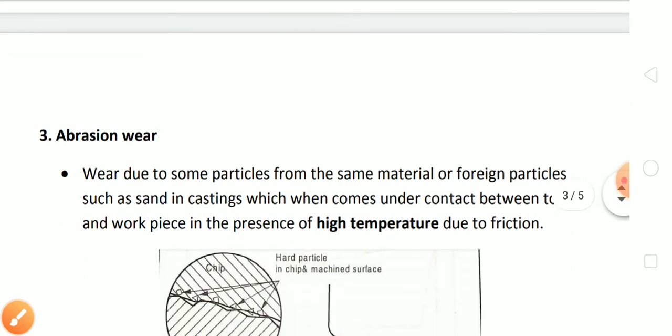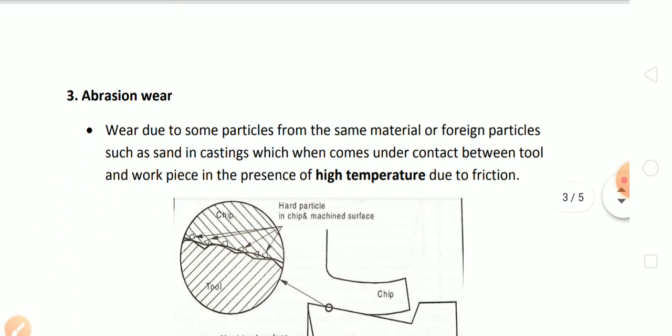And now the third one is abrasion wear. Abrasion wear is the wear due to particles from the same material, meaning the tool material or workpiece material in contact, or foreign particles. For example, in casting parts, we can see some sand particles adhere to the surface of the casting part, and that will increase the friction between the rubbing surfaces, which increases the temperature, which in turn reduces the strength of the material, and finally the tool gets worn.